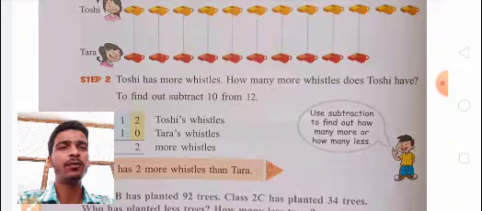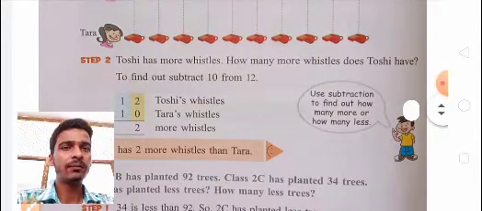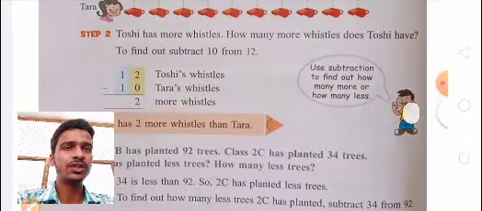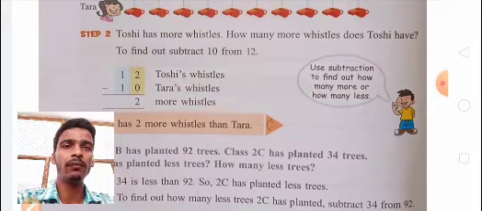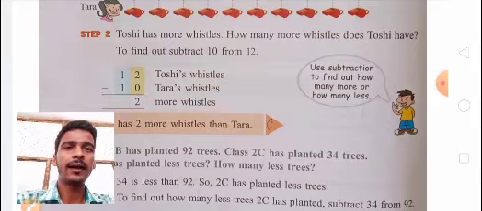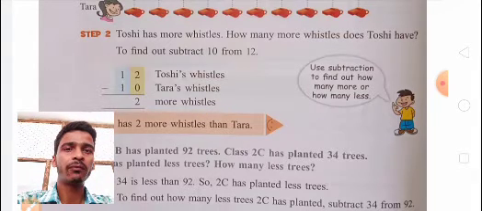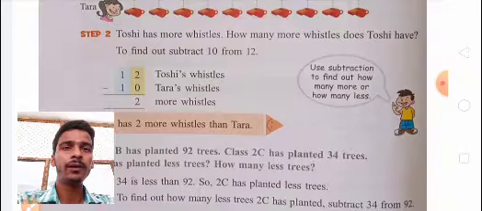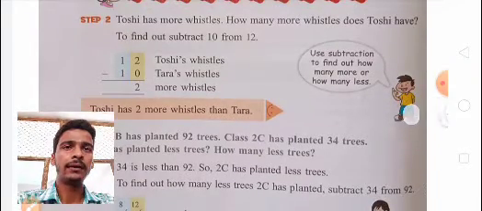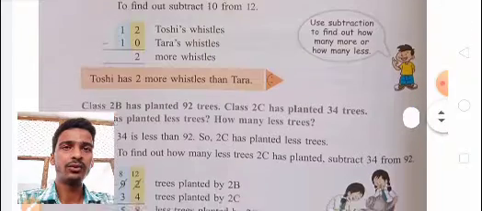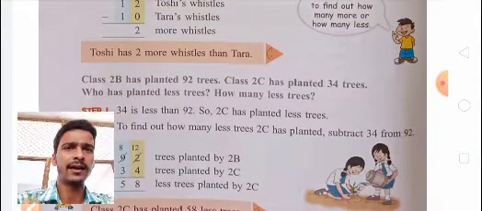To find it, we will subtract 10 from 12. Toshi has 12 and Tara has 10. When we subtract 10 from 12, subtracting 0 from 2 leaves 2, and subtracting 1 from 1 leaves 0. So Toshi has 2 more. Then Toshi has 2 more than Tara.